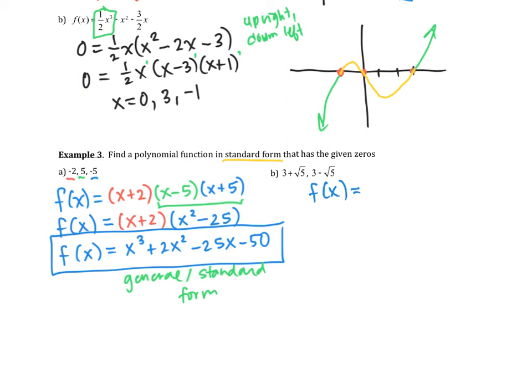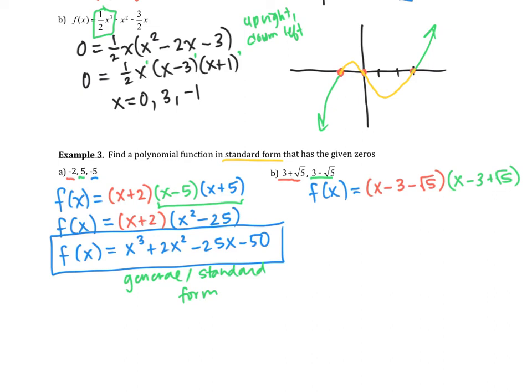Okay, so let me think about this. To get 3 plus √5 as my answer, then I must have x minus 3 minus √5. Okay, and then if I think about that, if I were to solve that, I would add the 3, I would add the √5, and I would get 3 plus √5. Okay, for the second factor, to get this as an answer, it would have to be x minus 3 plus √5. Because if I solve this, I would add the 3 and get a positive 3, and I would minus the √5 and get a minus √5.